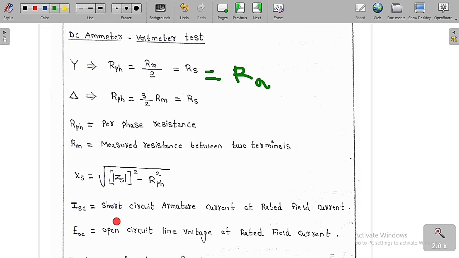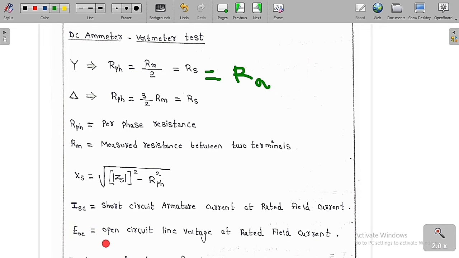ISC is called the short circuit armature current at the rated field current, and EOC is called the open circuit line voltage at rated field current, but you have to take only the phase value. So therefore we have to go for EOC by root 3. Always remember we have to take only the phase value, but whatever we get from the graph is the line voltage, so we have to divide by root 3 to get the phase value.